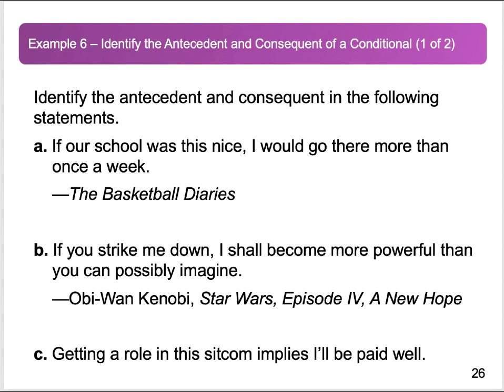Looking at C, getting a role in this sitcom implies I'll be paid well. Now this one's not technically an if-then statement, but we can turn it into one. If I get a role in this sitcom, then I'll be paid well. The word implies replaces that if-then. So here our antecedent is getting a role in the sitcom, our consequent is I'll be paid well.